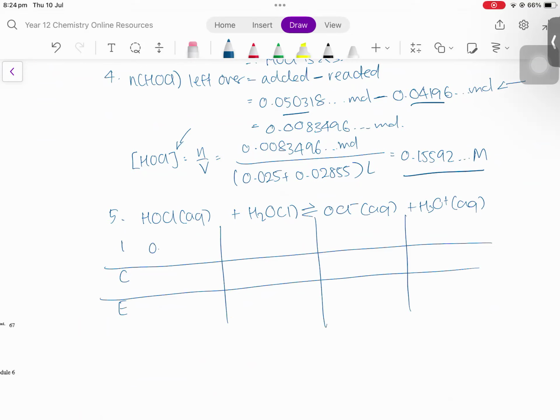So I'm starting off with that 0.15592. This is probably a good point to save your numbers in the calculator, yeah? Because now that we start to fill out the ice table, there's going to be a few numbers coming in, okay? We start off with that 0.15592 molar of your HOCl. The water we don't have to worry about because it's a pure liquid. It won't go into your equilibrium expression anyway. At this point in the question, there hasn't been any H3O plus. There hasn't been any protons yet. So the initial concentration of the protons is 0.